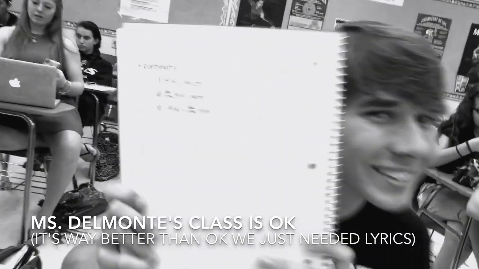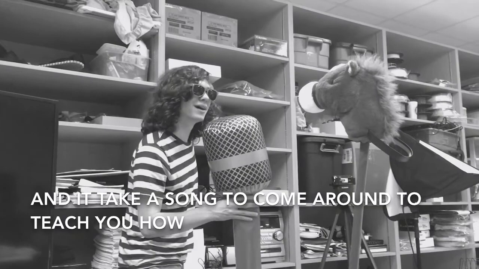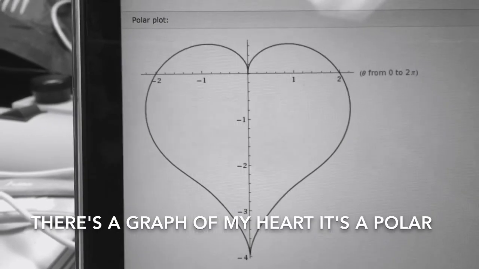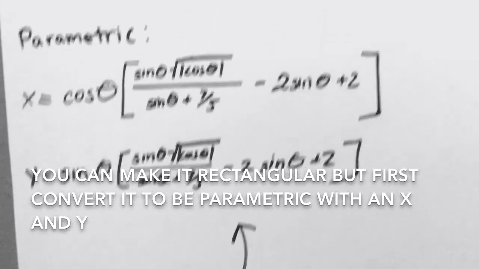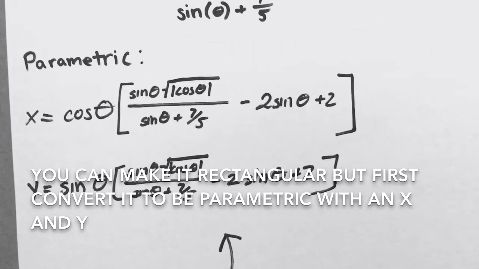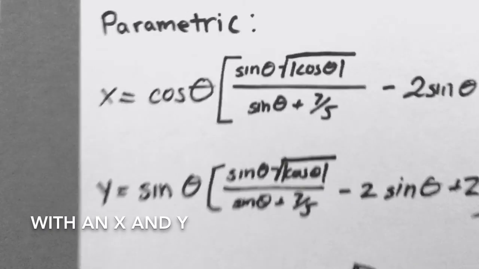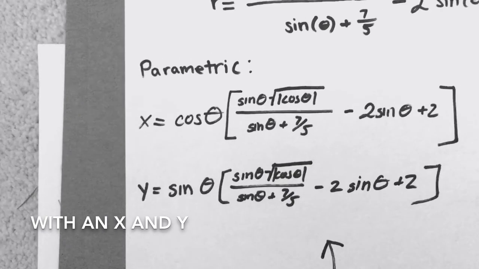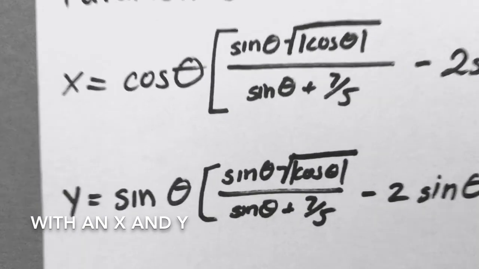Mr. Monty's class is okay. My mind in calc is far away, and it takes a song to come around to teach you how. There's a graph of my heart. It's a polar, you can make it rectangular, but first convert it to be parametric with an x and y.